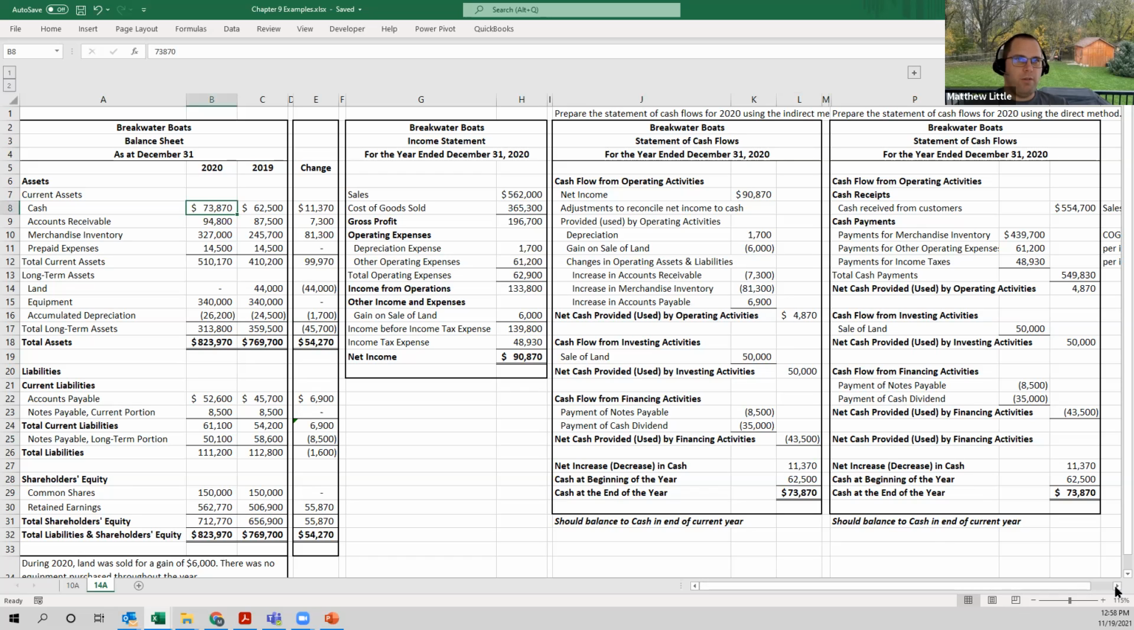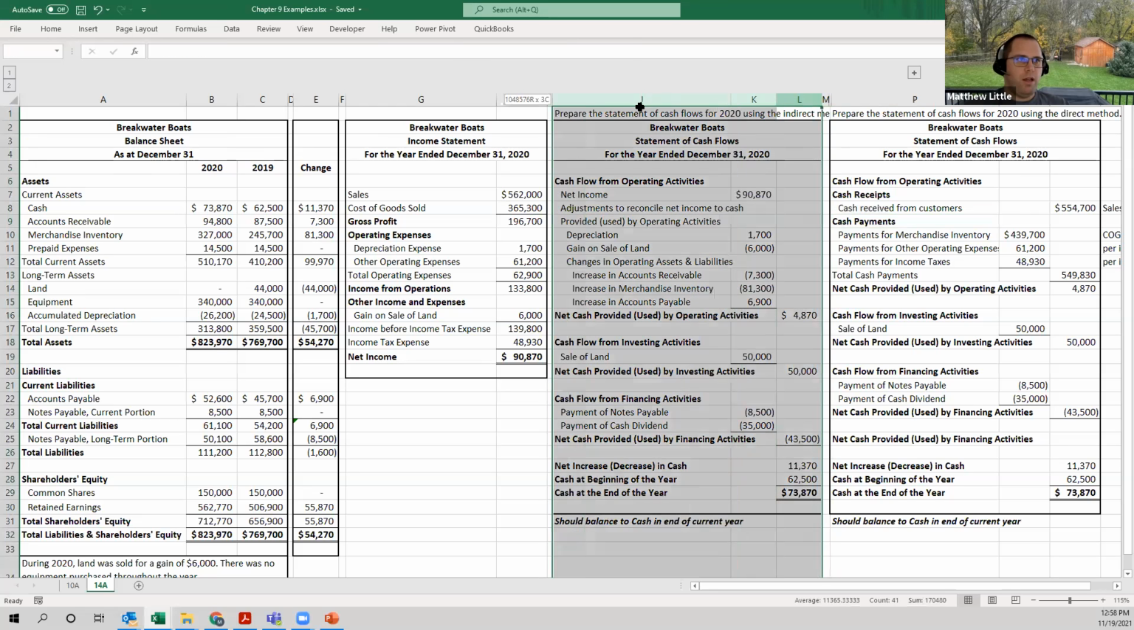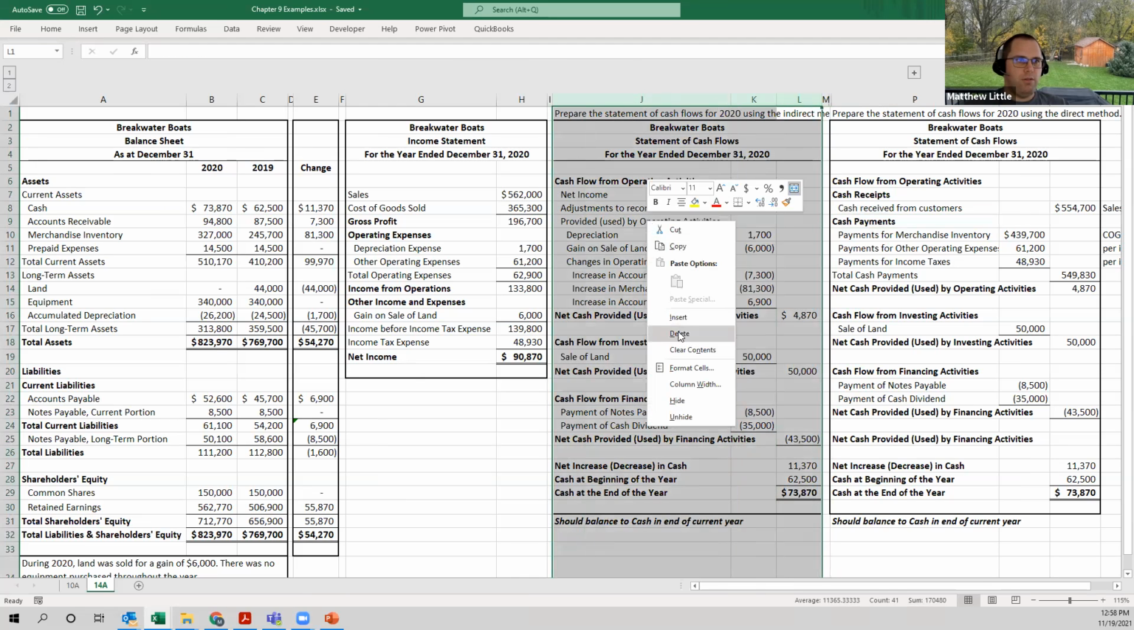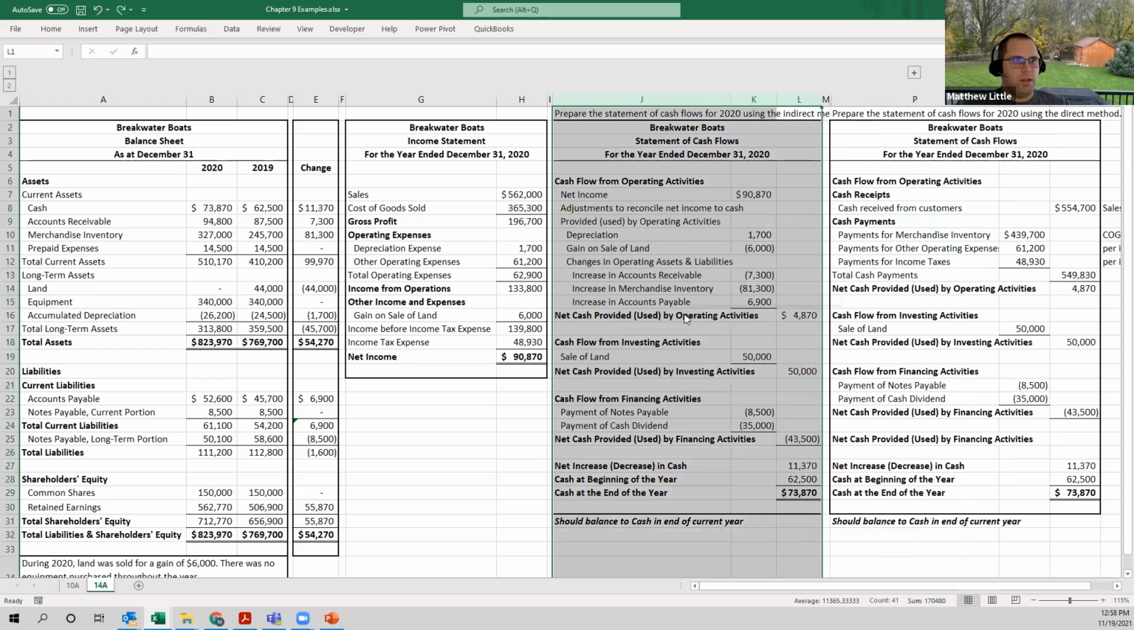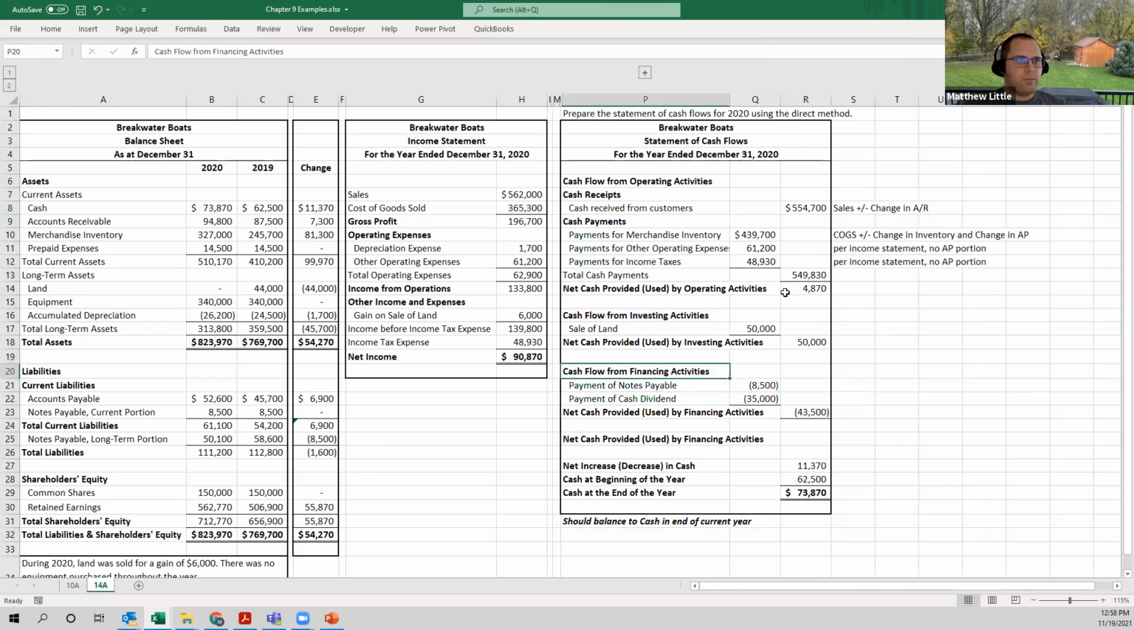Moving on to the direct method, only really one change is how the operating activities are displayed. So you split out cash receipts versus cash payments. So let me hide indirect method for a second. Just to pull it all up on screen. So then we want to split out operating activities between cash receipts and cash payments.